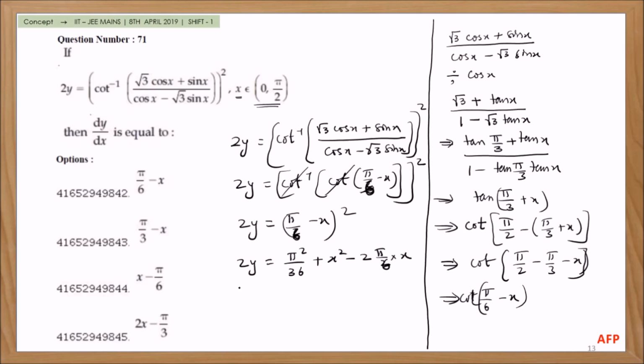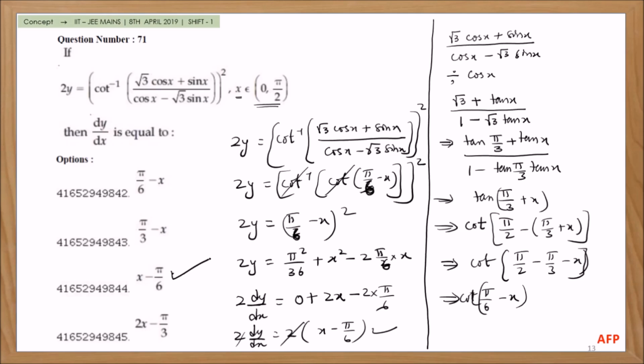Okay, so now we go for differentiation. 2 as it is dy by dx, so the constant is 0 you got, 2 times x, and you will get pi by 6 you got. So now dy by dx is equals to, if you take 2 common, x minus pi by 6, so 2 will get cancelled. So dy by dx is equals to x minus pi by 6. Your option 3 it follows.